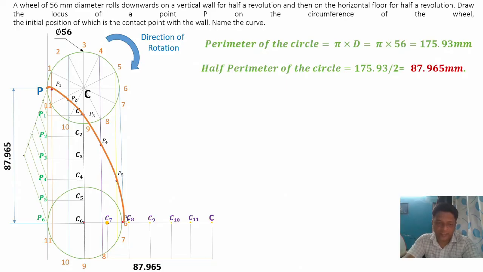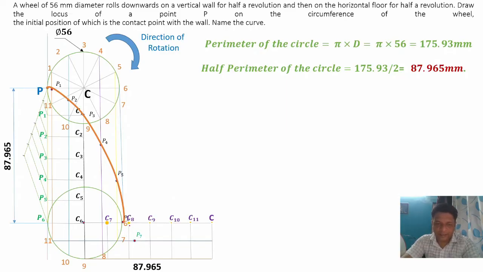Now consider point C7. After point C6, we'll consider point C7. Use the compass, and for C7 we'll draw a line passing through point number 7. So these center points and the respective points are interconnected. From the C7 we'll draw a curve on this 7 number line. Now the length in the compass is equal to the radius of the circle, that is 28 mm. So from the C7 mark a point at a distance of 28 mm on this 7th point. So this is point number P7.